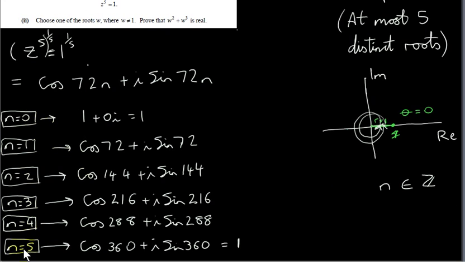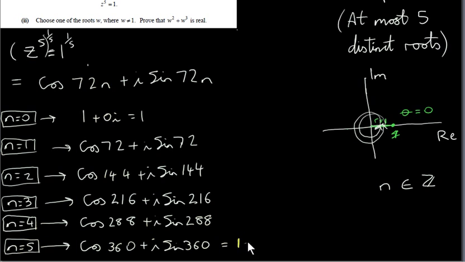Actually, I've written out 6 of them, but at n equals 5, we get the same value as when n equals 0. When n equals 0, we get the cos of 0, which is 1, plus i times the sine of 0, which is 0. When n is 1, we get cos of 72 degrees plus i sine of 72 degrees. When n equals 2, we get the cos of 72 times 2, which is 144, plus i sine of 144. When n equals 3, the argument is 3 times 72, which is 216. For n equals 4, it's 4 times 72, which is 288. For n equals 5, we get 5 times 72, which is 360.